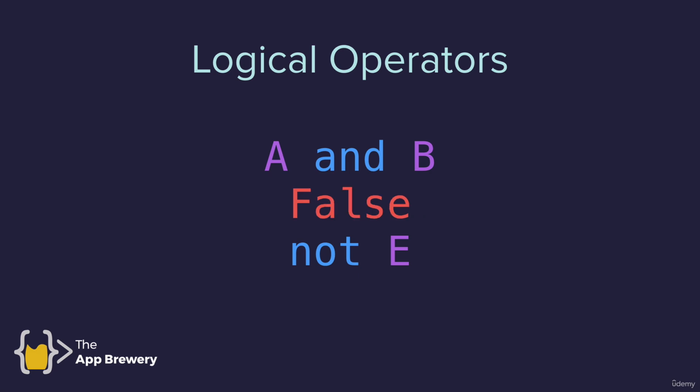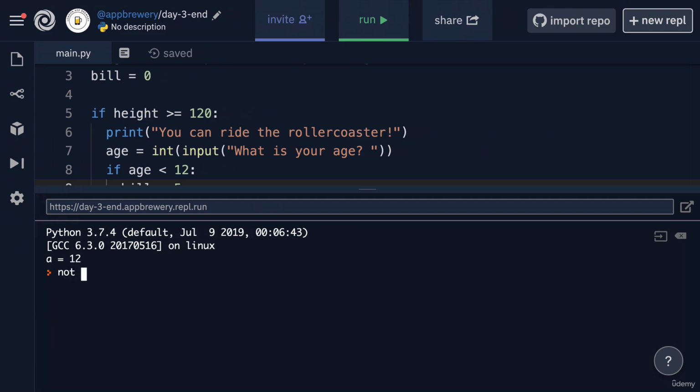Now the final one is the not operator. And all that this does is it basically reverses a condition. So if the condition is false, then it becomes true. If it's true, then it becomes false. If I wrote not, and then I wrote the condition, A is greater than 15, A greater than 15 is definitely false. 12 is less than 15. But by putting the not there, it's going to reverse this, so going from false to true. So when I hit enter, you'll see it is now true.